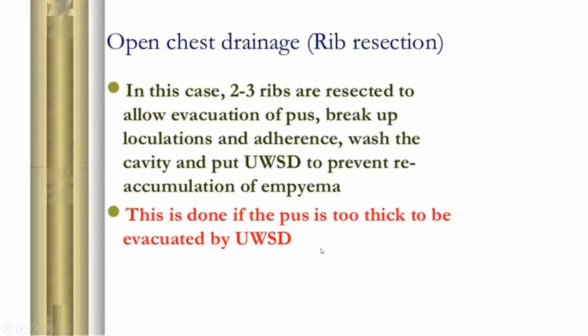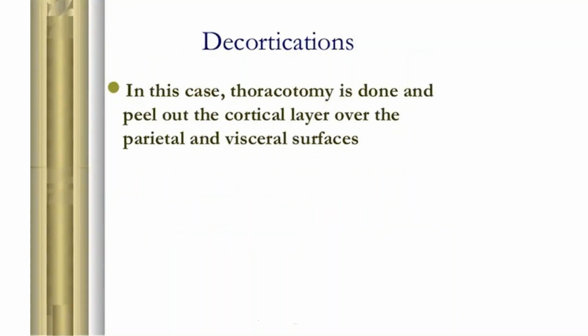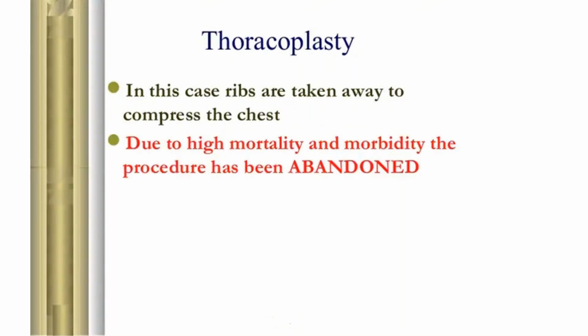If decortication is not done properly, the patient is breathless on exertion. That means pleural thickening is established, and you have to peel out the cortical layer over the pleura so that the lung can move properly. And thoracoplasty is rarely done now.